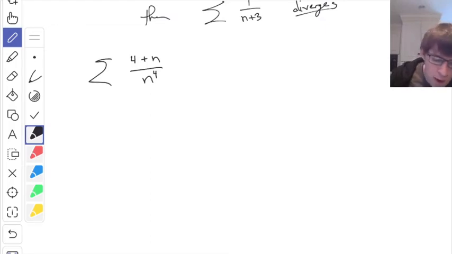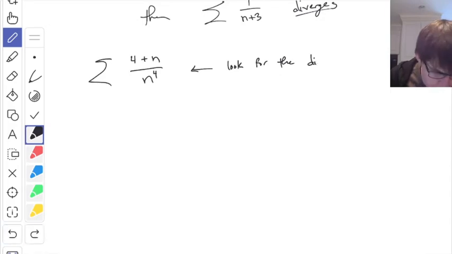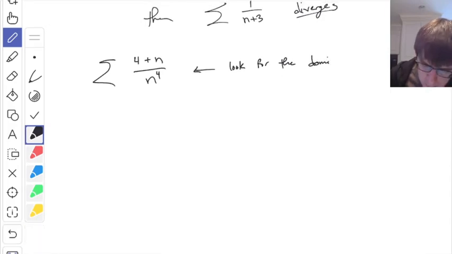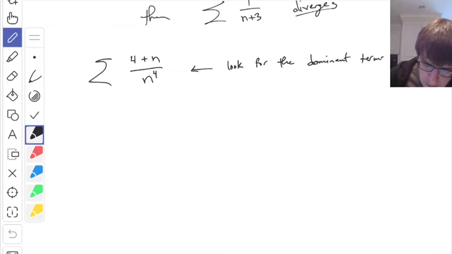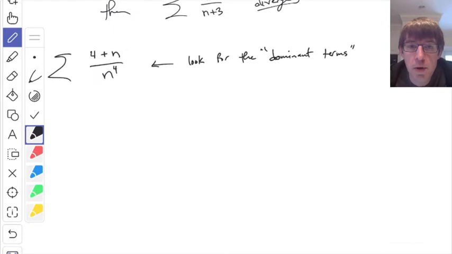But what I want to do is the book describes this as you look for, they call this the dominant terms on the top and on the bottom of the fraction. Like if you imagine that the n is becoming very large, what parts of this are the most important? And the answer on the top is when n is very large, that 4 is kind of irrelevant. If the n is like a billion, adding 4 to it doesn't do a lot. And of course on the bottom, all you have is n to the 4. So that's the dominant terms on the bottom.